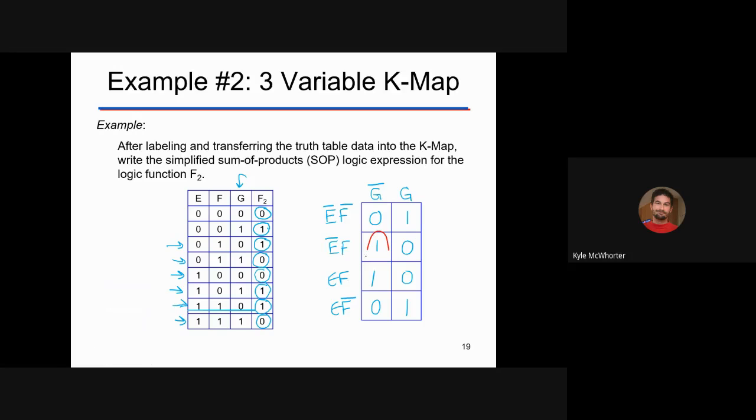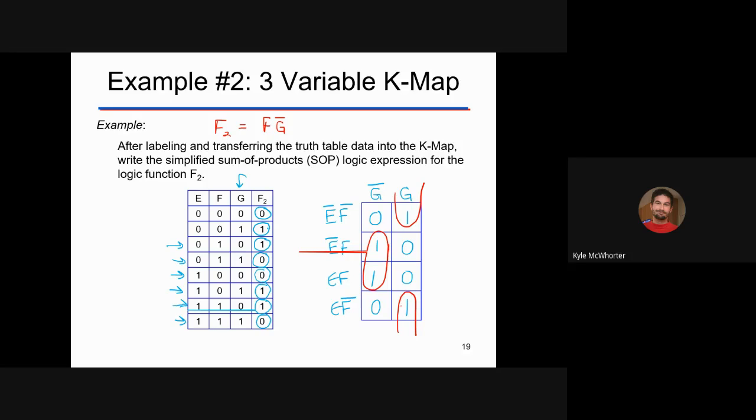So now I'm going to look for grouping. I have a pair right here. And I have a pair top to bottom right here. So in order to write my logic expression, this one right here will have a not G because that's the column it's on. And then the not E and E cancel out, so we will have F. So this pair is F and not G.